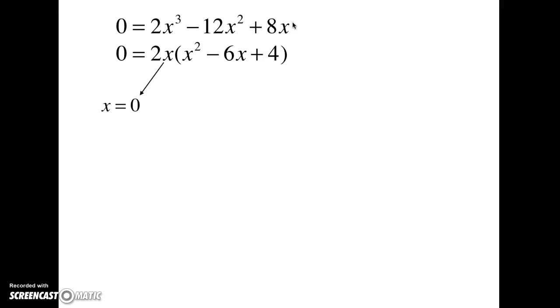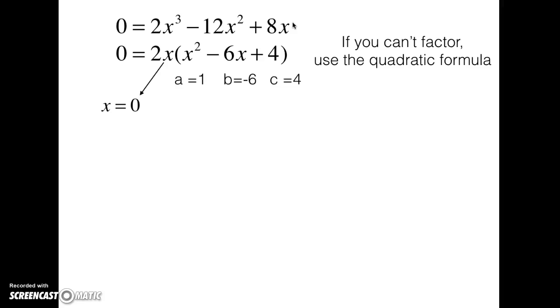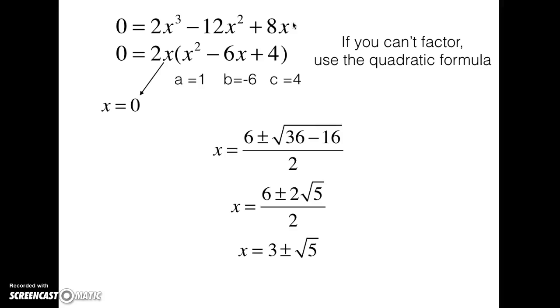Our first answer we have is x equals 0, but we run into a problem because we can't factor the quadratic. So if you can't factor the quadratic, you're going to use the quadratic formula. A is equal to 1, B is equal to -6, C equals 4. When we plug it into the quadratic formula, after we simplify, we get 3 plus or minus the square root of 5.